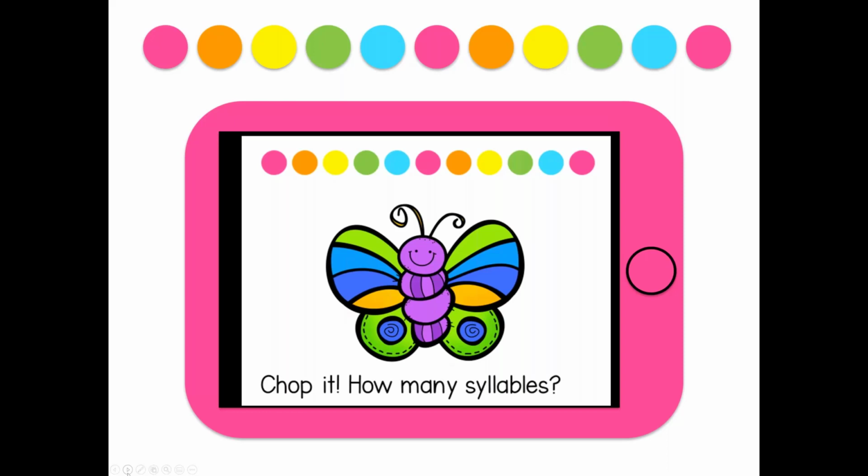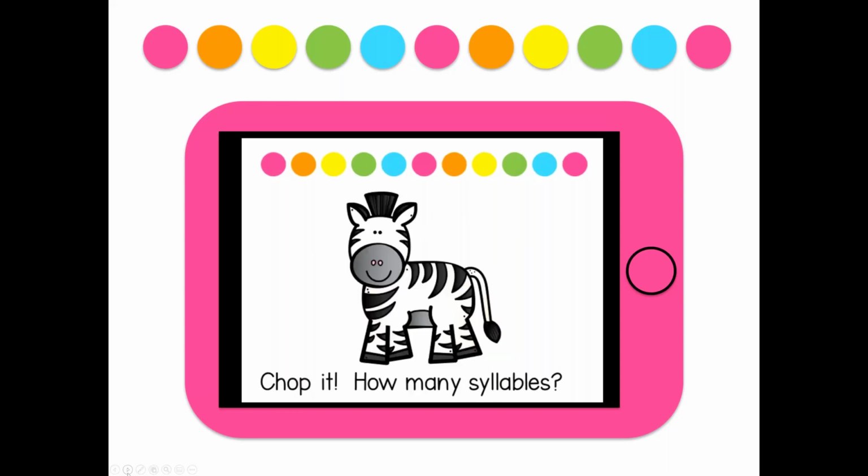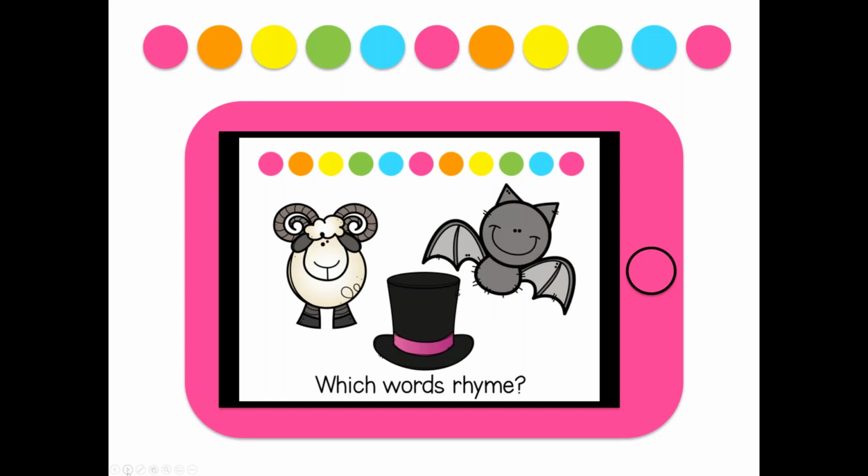It says words can be chopped into parts. Say the picture and chop the syllables. Butterfly. And then I would have them tell me how many syllables are in butterfly. Zebra. How many syllables? And they would tell me. Okay? All right. Next is which words rhyme.